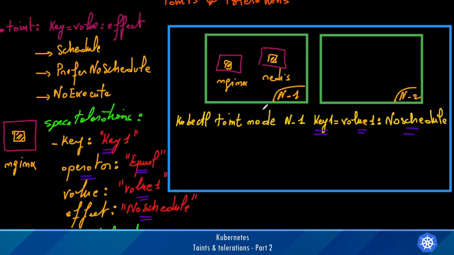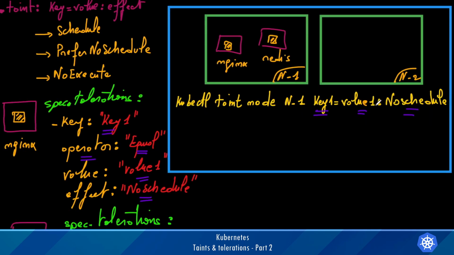So taints are used to prevent pods from being scheduled on a specific worker node, and tolerations are used to allow pods to be accepted by these nodes. I hope that you understand how we can tolerate a taint set on a worker node, and thank you very much.